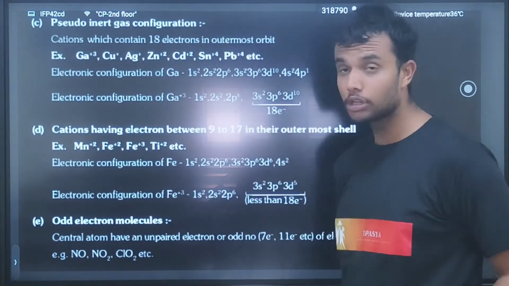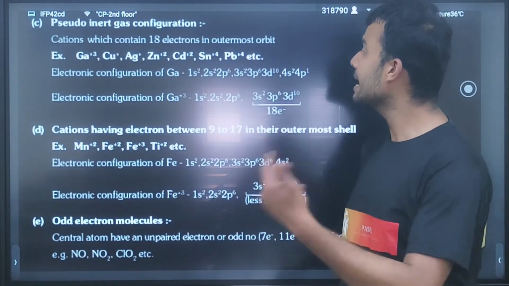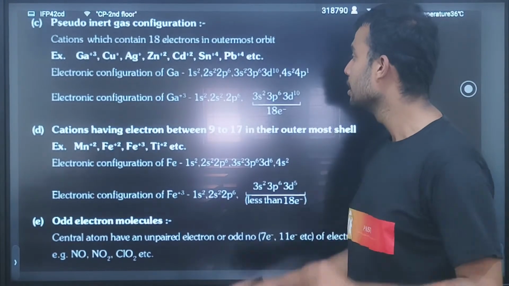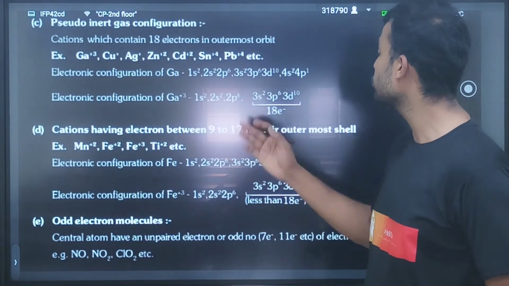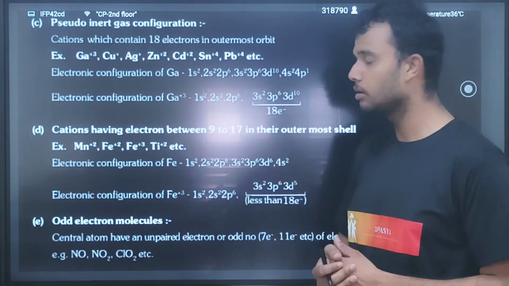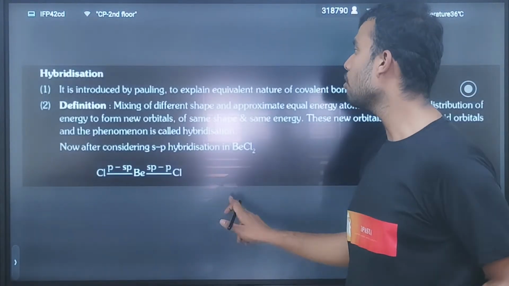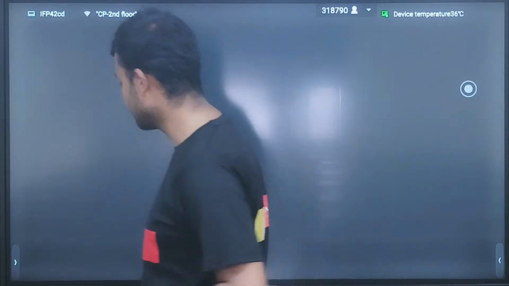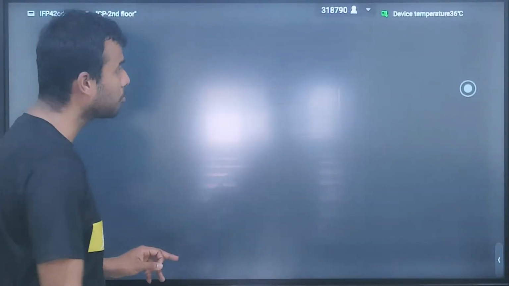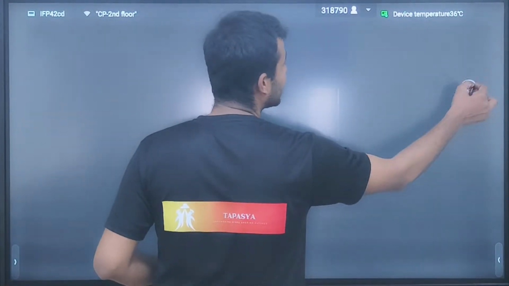Then also we have the pseudo inert gas configuration as an exception. Then the cation having 9 to 17 electrons in its outermost shell shows odd electron molecules. These are the exceptions. Now, my dear students, the octet rule is done. Then what is the second point?